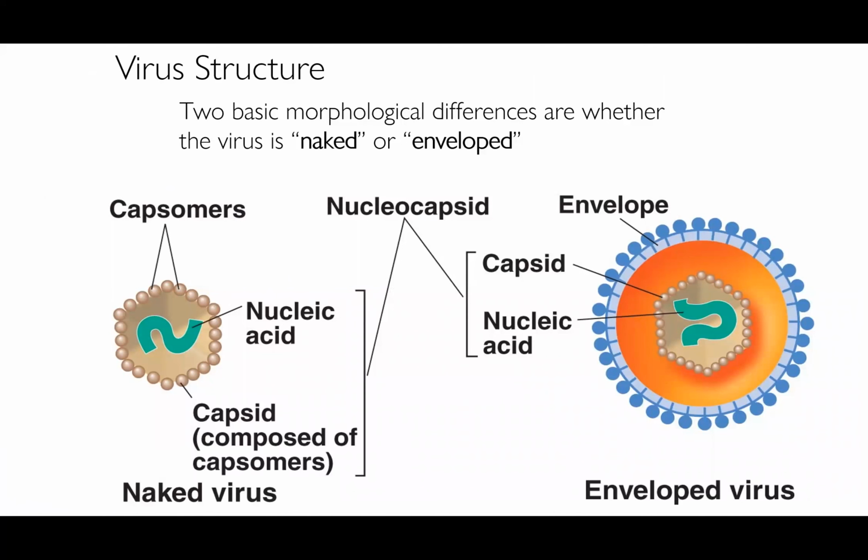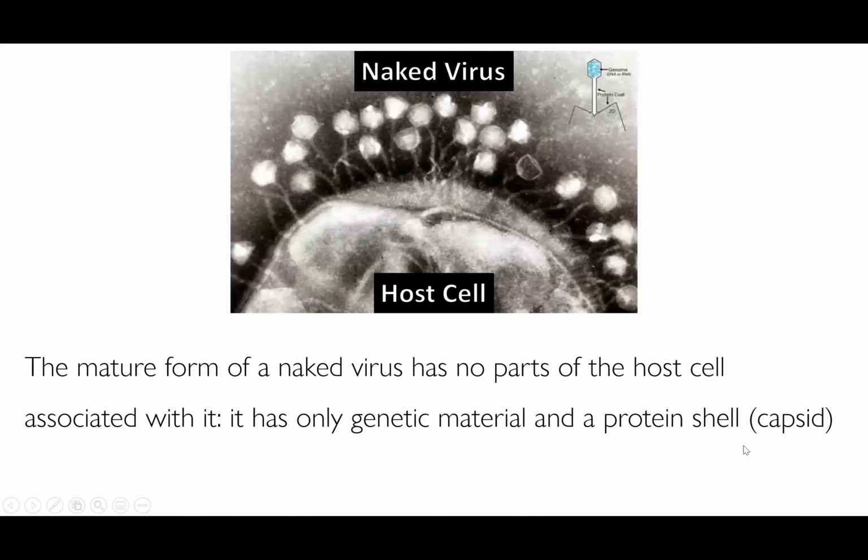But the virus structure is basically differentiated by whether the viruses are naked or enveloped. A naked virus simply has these capsomeres surrounding its nucleic acid, and it's a very, very simple structure. Whereas an enveloped virus has that capsid, and that capsid is then surrounded by a protein envelope. A mature form of a naked virus has no parts of the host cell, whereas many of those.